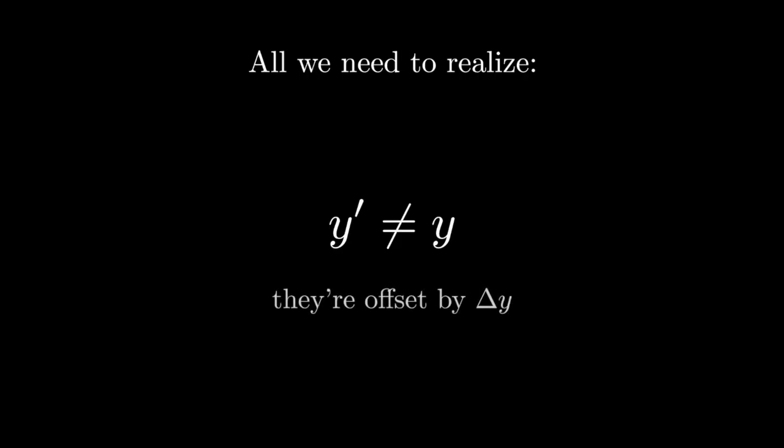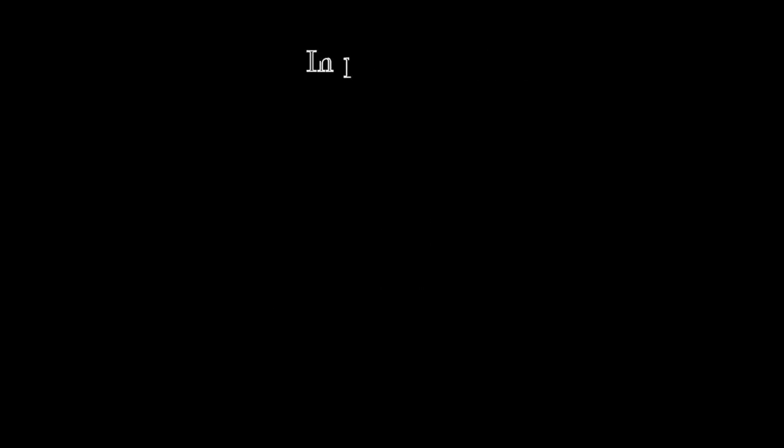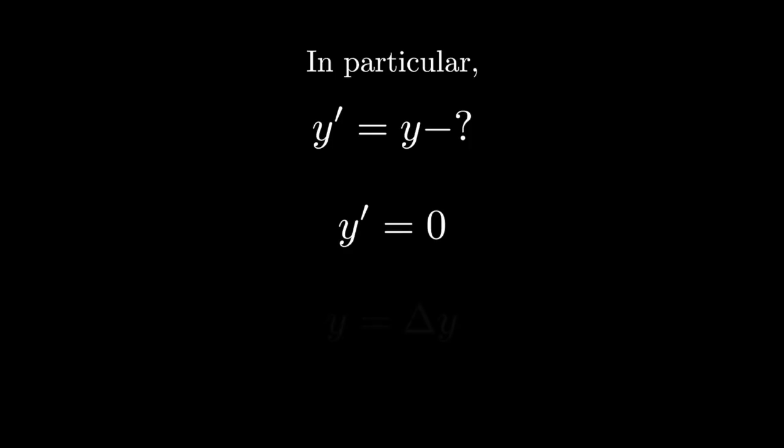All we need to realize is that y prime is not equal to y. They're offset by delta y. In particular, y prime is equal to y minus something. What is this something? We see that y prime is equal to 0, whereas y is equal to delta y. And the offset is by delta y. So we can say that y prime is equal to y minus delta y.